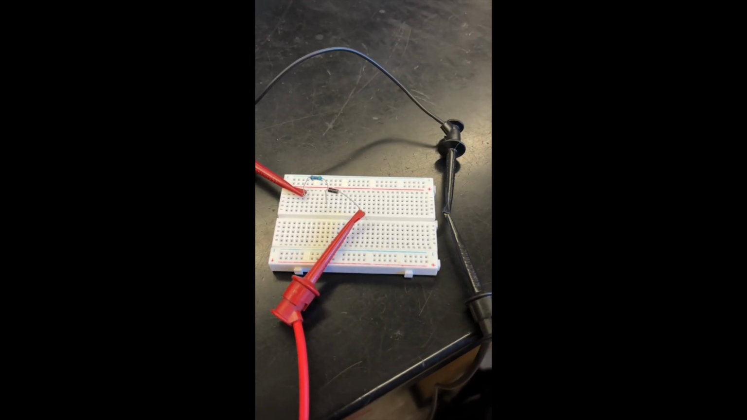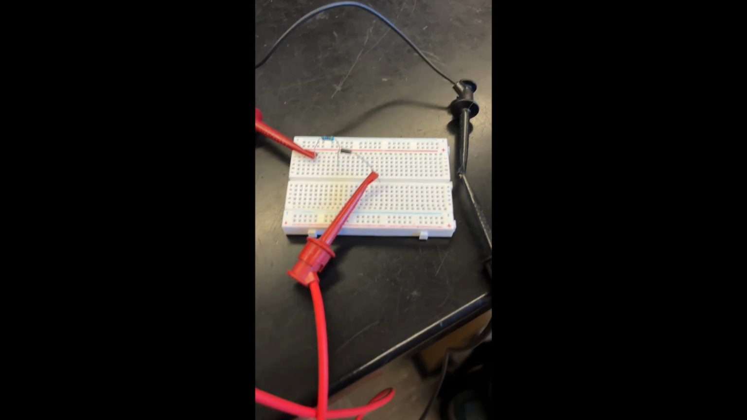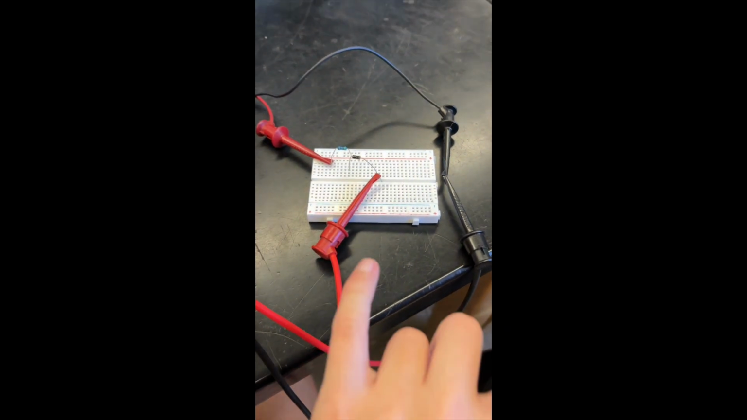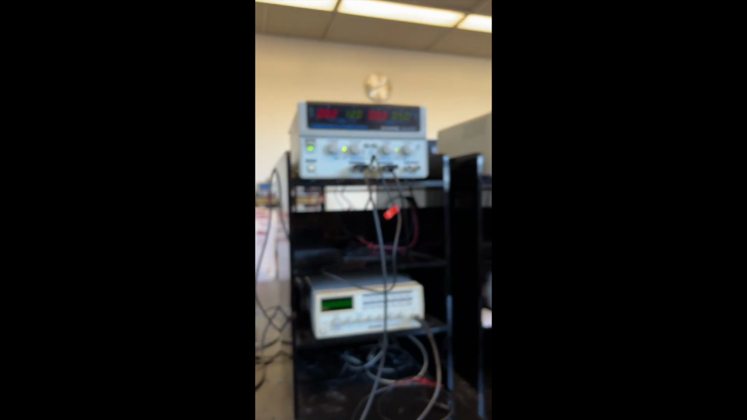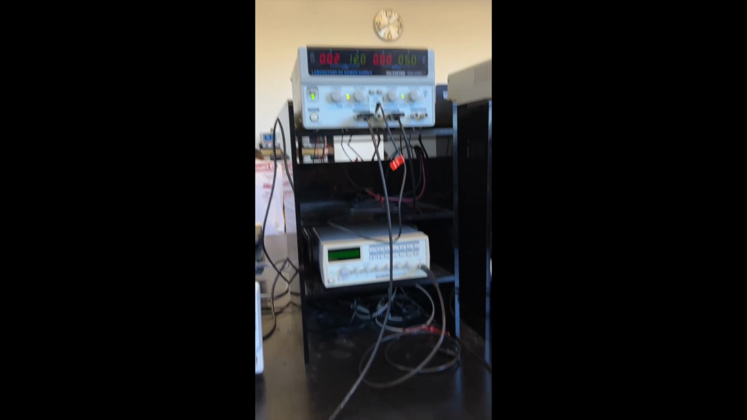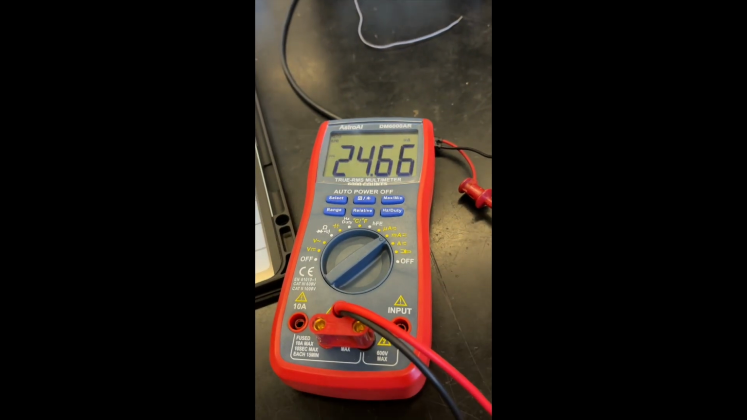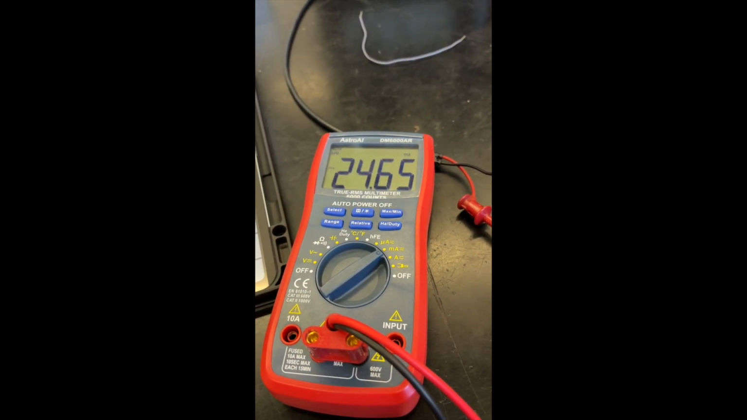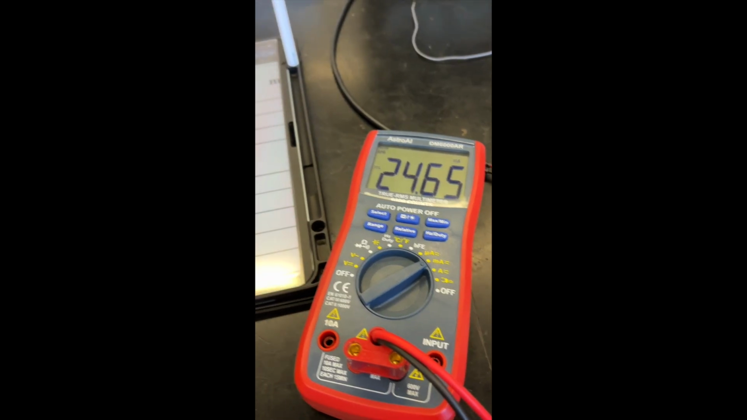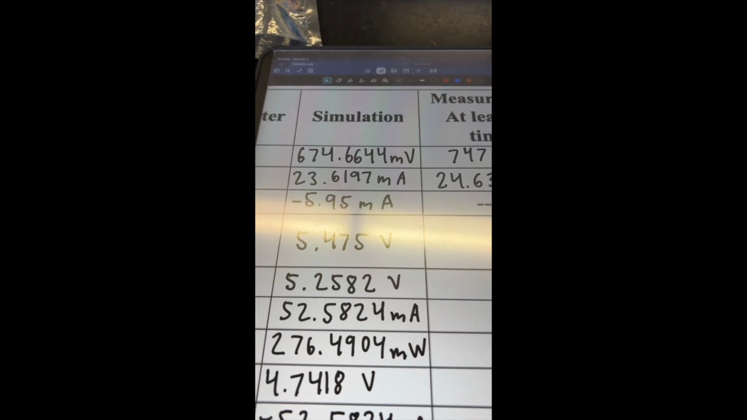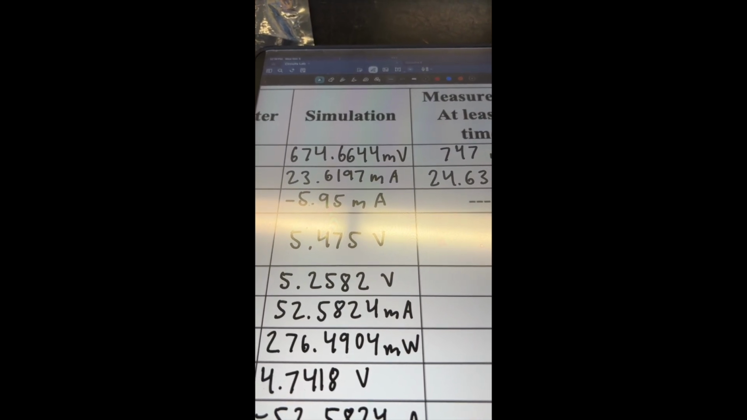All right, now I'm measuring the current through the diode. So I've broken my circuit here, and I have my multimeter probes right here. I'm still supplying 12 volts to this circuit, and I'm getting an output of 24.65 milliamps, and I calculated 23.62 milliamps.